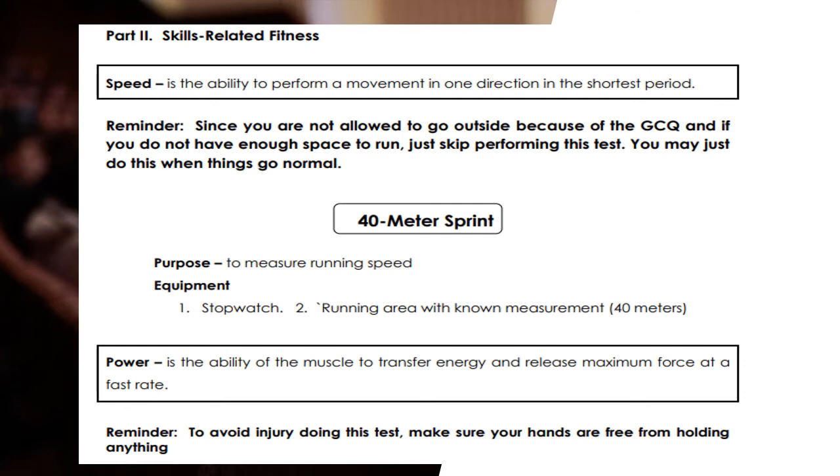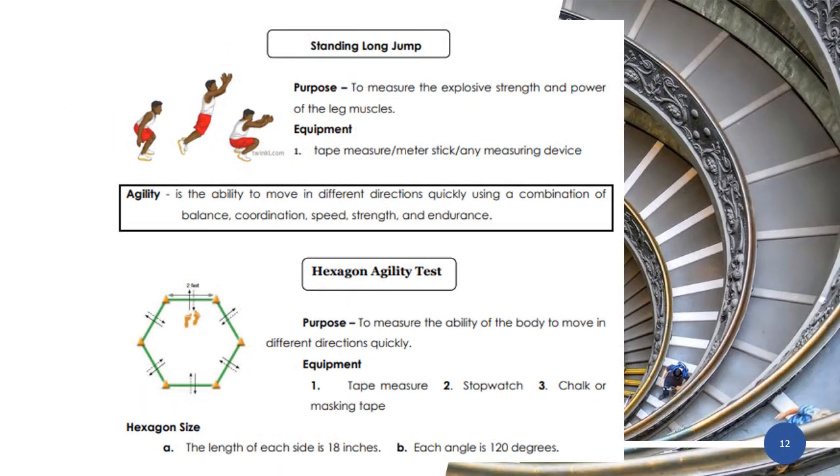Power is the ability of the muscle to transfer energy and release maximum force at a fast rate. Standing long jump. Purpose: to measure the explosive strength and power of leg muscles. The equipment is a tape measure, meter stick, or any measuring device.